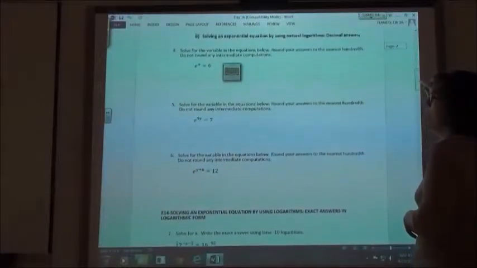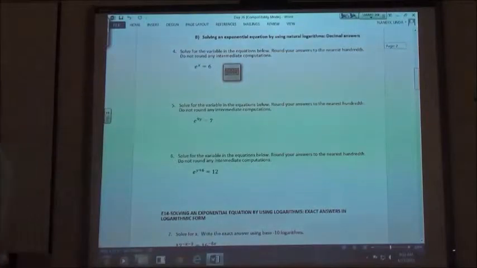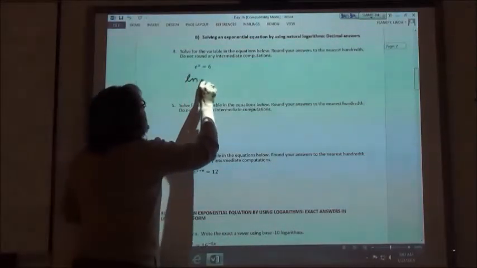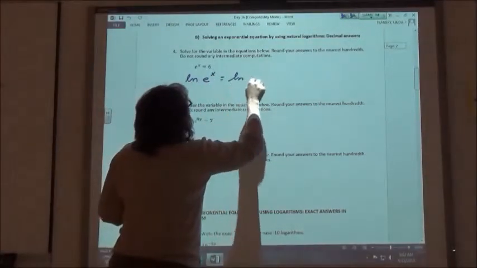Number 4, 5 and 6. Now we have problems that sort of look like the previous ones, but they have e's in them. If they have the base e, we have to do the inverse of base e, which is natural log instead of log. So our first step is going to be take the natural log of both sides. So I'm going to write it as ln of e to the x power equals ln of 6.